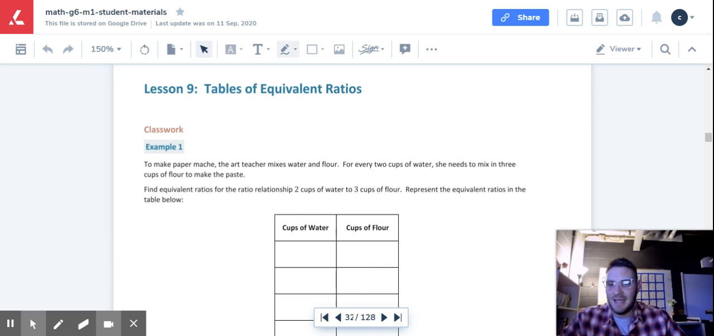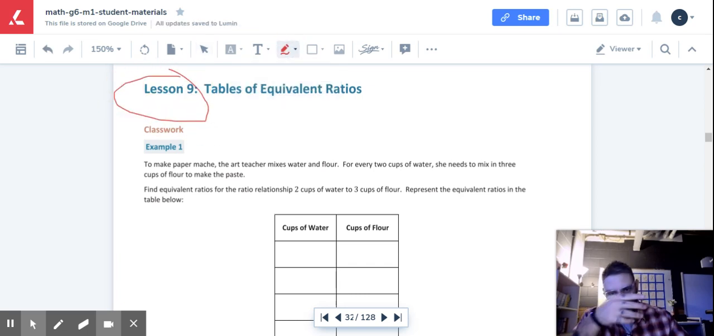We're looking at lesson 9 today. Lesson 9, tables and equivalent ratios. So remember how you get to this. You just go to the thing that says entire unit, and you scroll down until it says lesson 9. Today we're working on tables of equivalent ratios. So basically what this is, you just take a ratio and you're just going to find equivalent ratios all the way down. It's actually not very difficult, so let's get started.